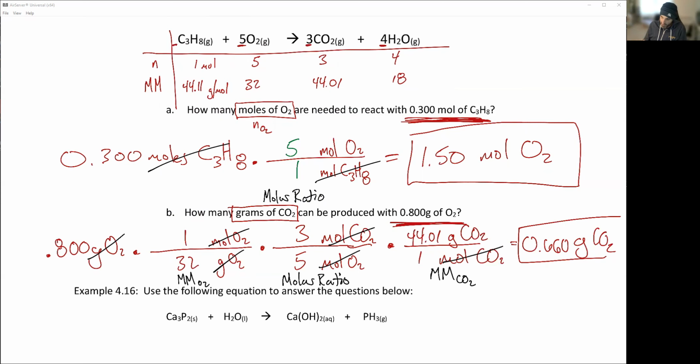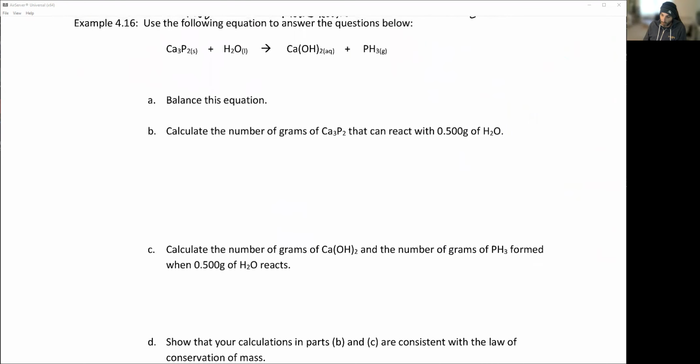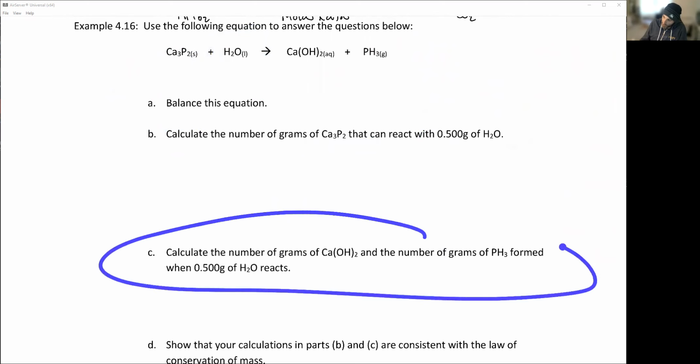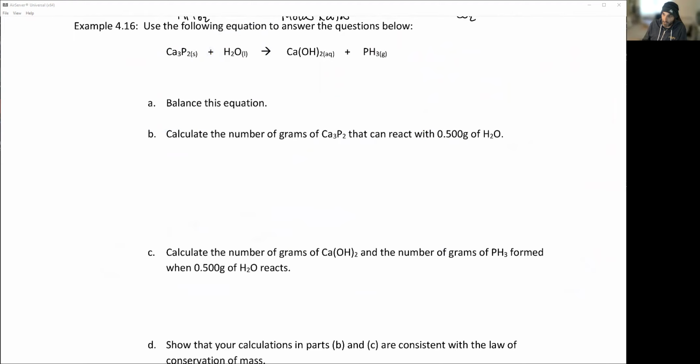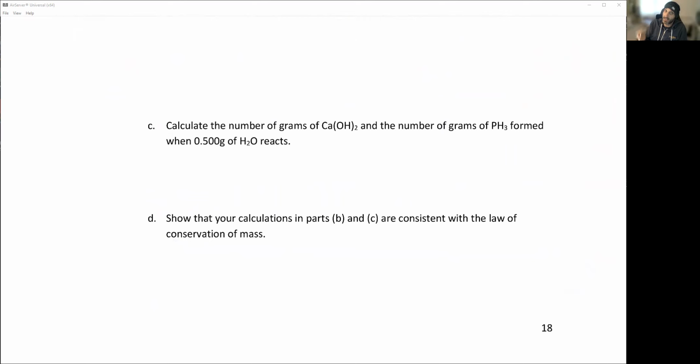That's how it works. For the same types of questions, we just have to use that molar ratio and set things up. Use the following to answer the questions below. I want you to balance this equation, because again, we need a balanced chemical equation. Then calculate the number of grams of calcium phosphide that will react if we started with 0.5 grams of H2O. Then tell me how much of each product we'll end up with. Finally, let's verify it through the law of conservation of mass. The mass of the reactant side has to equal the mass of the product side.